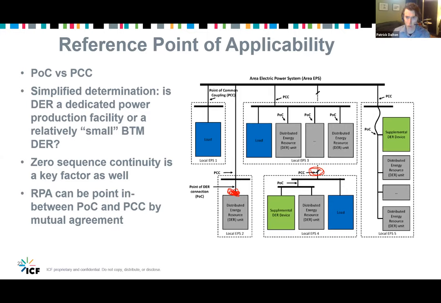So what we're looking at here on the point of common coupling is typically like a utility meter. This is maybe a better example. The area EPS is the standard term for the distribution system. And the point of common coupling is between the local or customer system and the utility system.